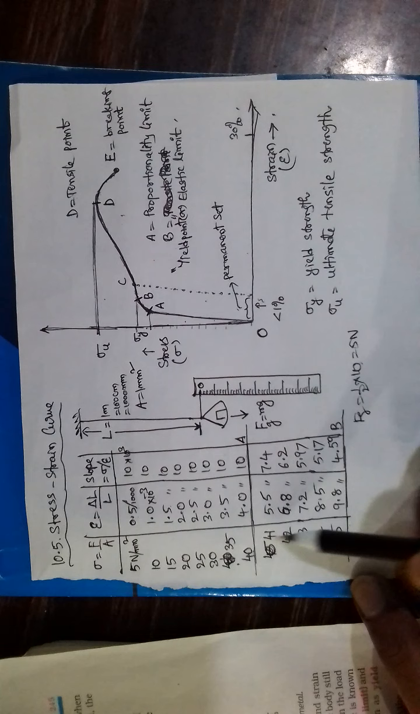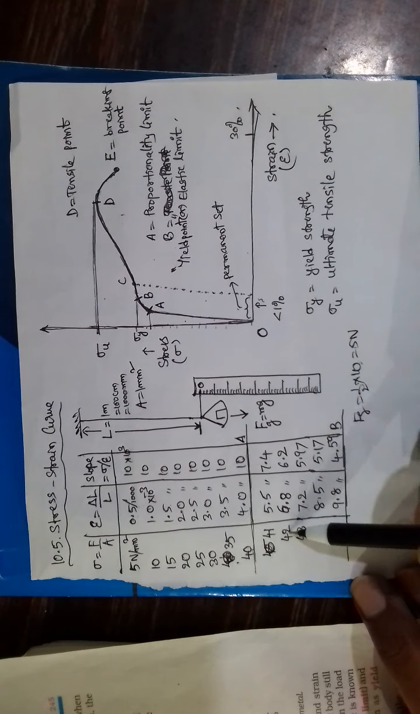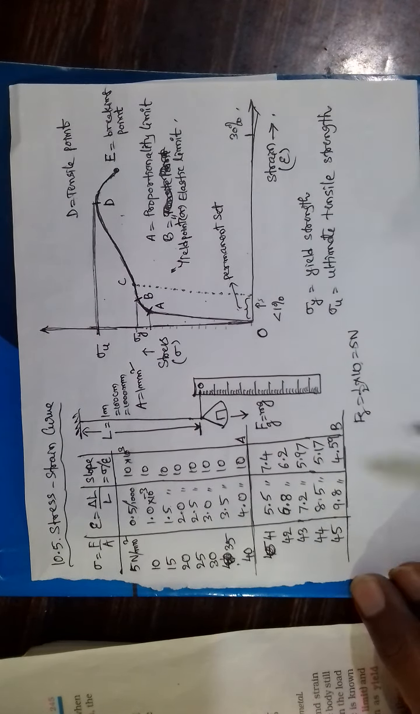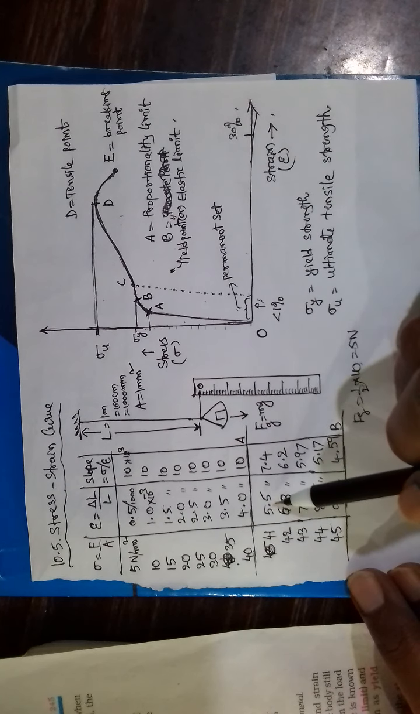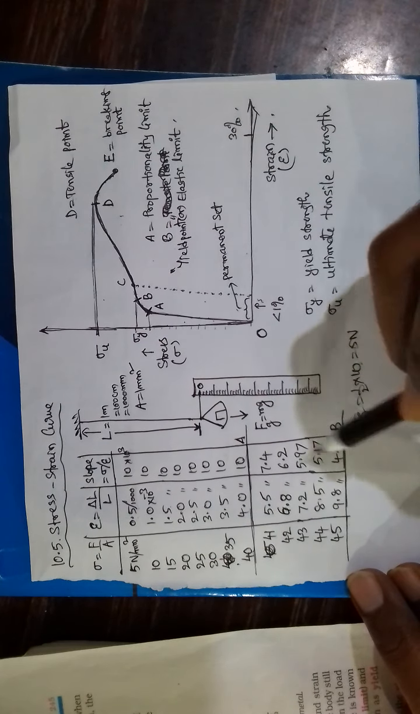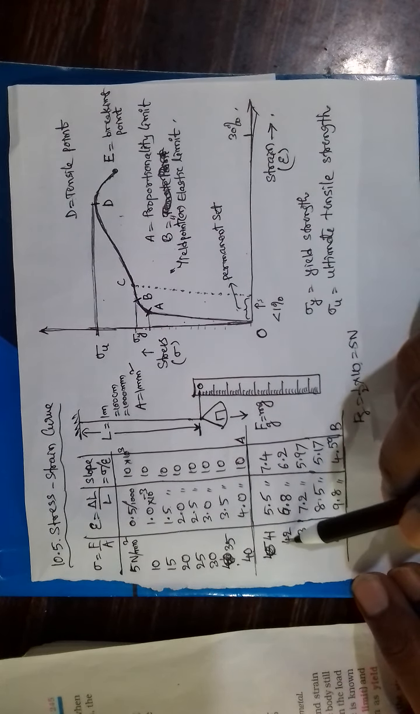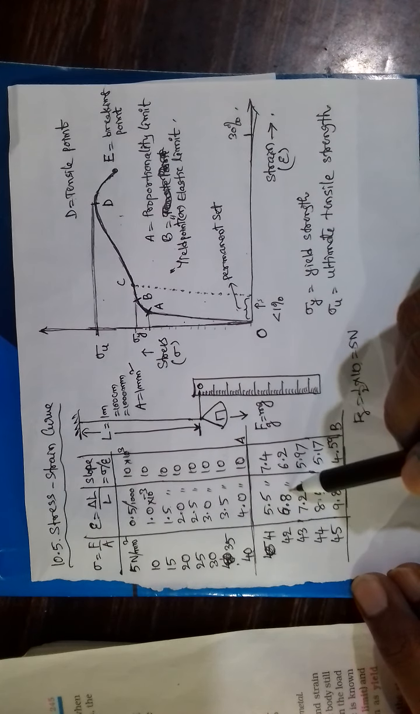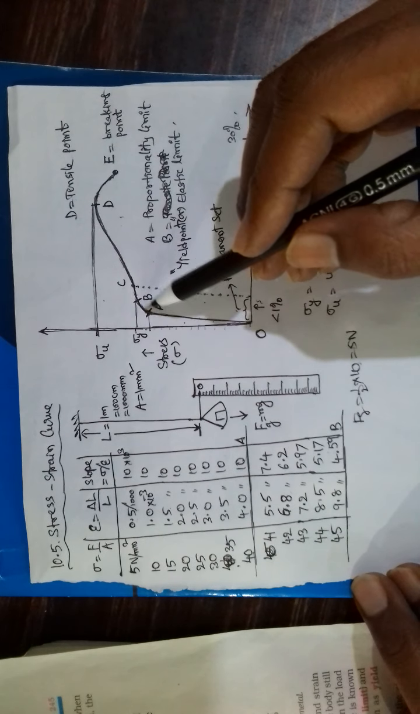That's why hereafter we increase the force in steps of 1 newton: 41, 42, 43, 44, like that. For each stress value you note the strain, and again you take the ratio, but this time the ratio is not a constant. It means stress is not directly proportional to strain. That's why you are not getting a straight line here. You got a curve here.